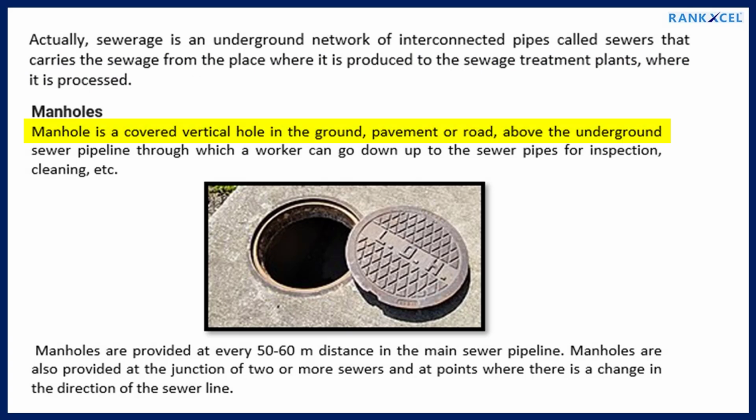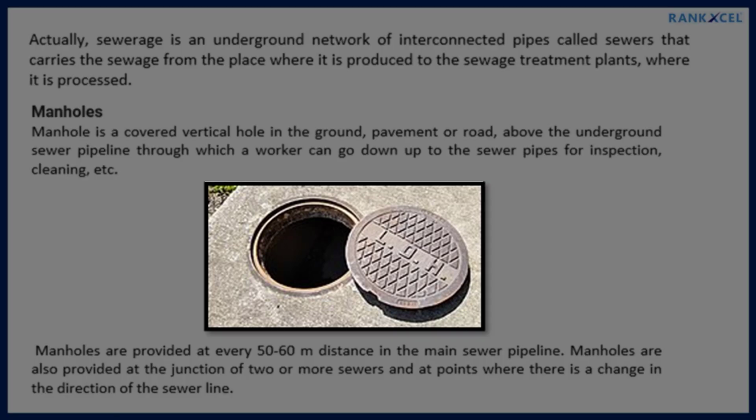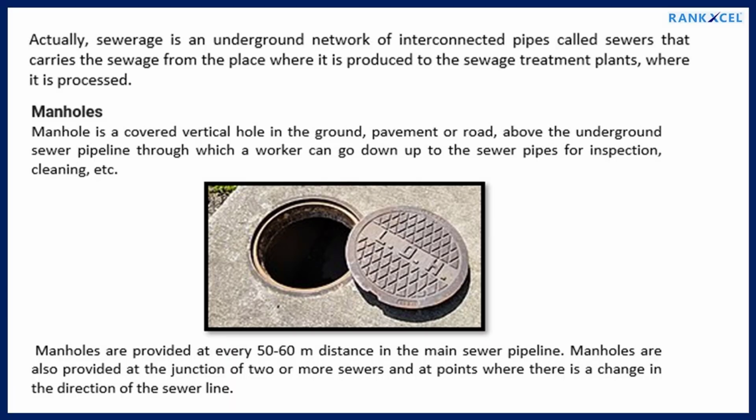Manholes. A manhole is a covered vertical hole in the ground, pavement or road, above the underground sewer pipeline through which a worker can go down to the sewer pipes for inspection, cleaning, etc. Manholes are provided at every 50 to 60 meters distance in the main sewer pipeline. Manholes are also provided at the junction of two or more sewers and at points where there is a change in the direction of the sewer line.